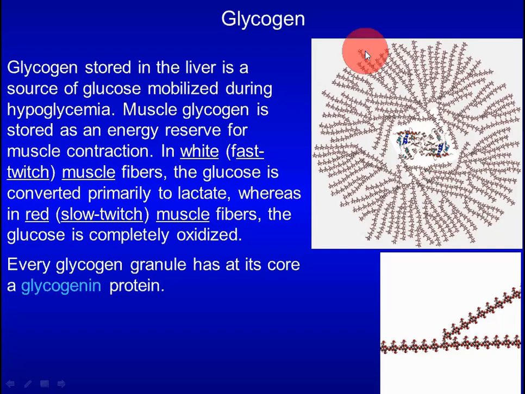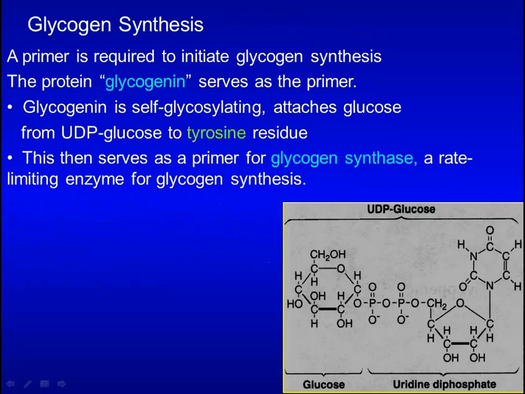Here is a glycogen complex. Every glycogen granule has at the center a glycogenin protein. To initiate glycogen synthesis, a primer is required. The protein glycogenin serves as the primer. Glycogenin is an enzyme that attaches glucose from UDP glucose to tyrosine residues.